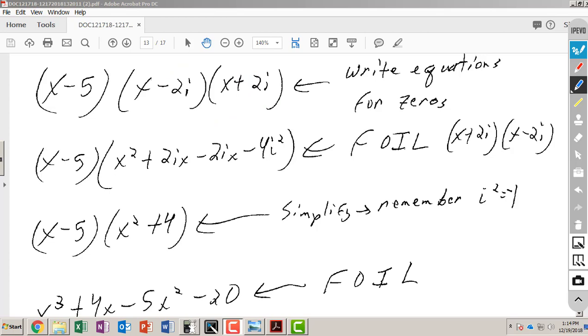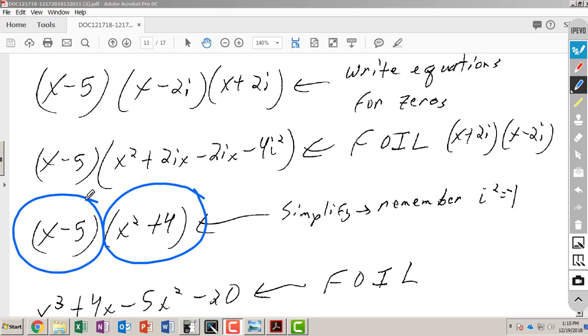Now that I'm done FOILing this out, notice that 2ix and negative 2ix cancel out, that's just 0. And remember, i squared is equal to negative 1. So when I change that to negative 1, this negative 4 times negative 1 is going to give me positive 4. So the equation for x minus 2i and x plus 2i is actually x squared plus 4. And here's my x minus 5.